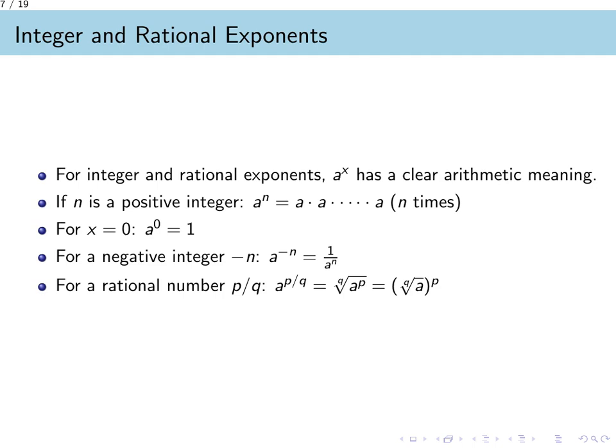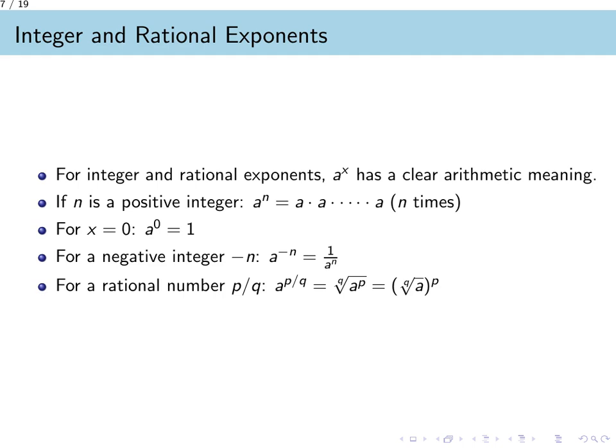Let us begin by reviewing what exponents mean when they are integers or fractions, as these are the building blocks for all exponential functions. If the exponent is a positive integer, like n, then a to the power of n simply means multiplying the base a by itself n times. By definition, any non-zero number raised to the power of 0 is equal to 1. A negative integer exponent, like negative n, indicates an inverse, meaning it is equal to 1 divided by a to the power of n.